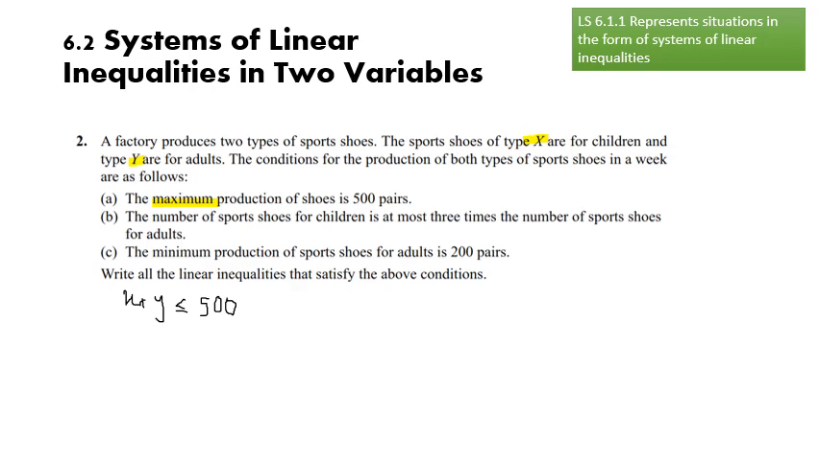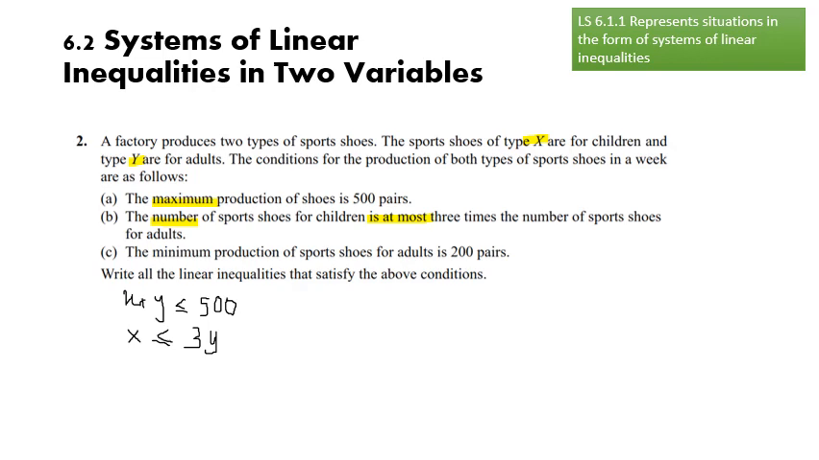Secondly, the number of sport shoes for children, so ini is at most. Member dia akan sentiasa terbalik. Selebih-lebihnya, tapi bila simbol dia akan jadi less. So, number of sport shoes for children, for children tu tadi X. So, bila at most, maximum kan? So, maksudnya, kena less than or equal to. Dia kata 3 times. So, maksudnya 3 darab adult punya adalah Y. Remember? So, bila at most, maksudnya maximum. So, kenalah less than. Okay.